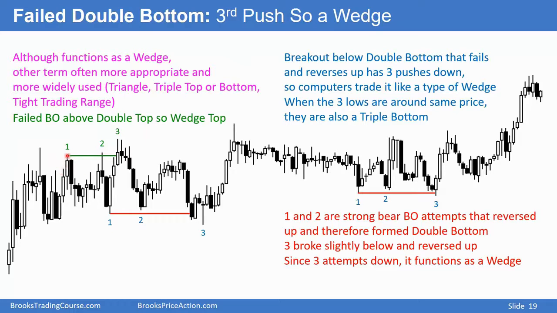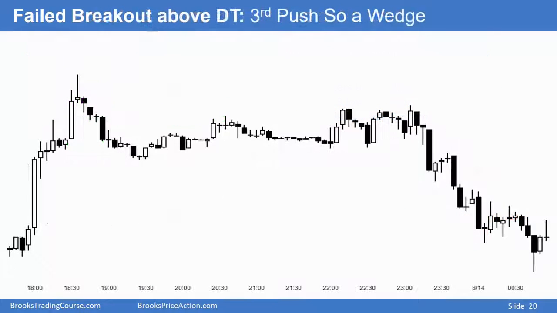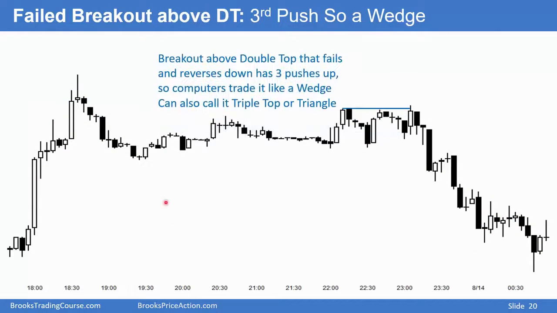Here, double top, and a bull breakout that reversed down. It's 3 pushes up, 1, 2, 3, and all 3 are reversing. The market's deciding that up is not the right direction. It has to probe lower. It's a type of wedge. However, I usually refer to this as a failed breakout above a double top. Same thing here. We have a double top and a breakout. 3 pushes up, 1, 2, 3, and then it reversed down. You can call it a wedge. It's a type of wedge.